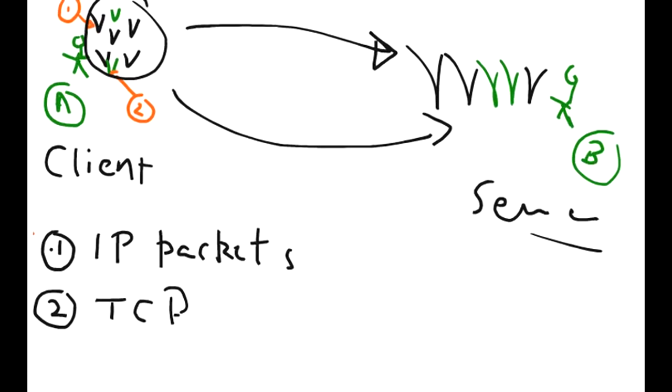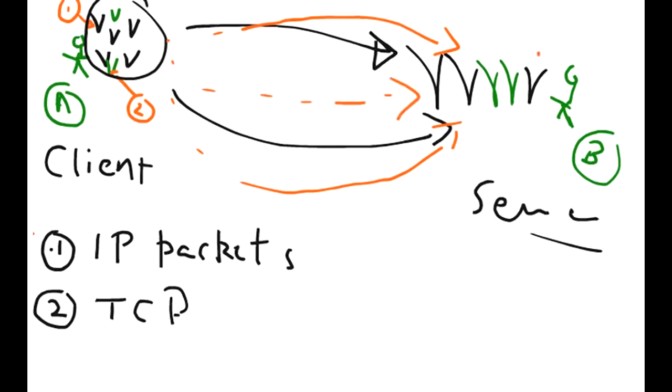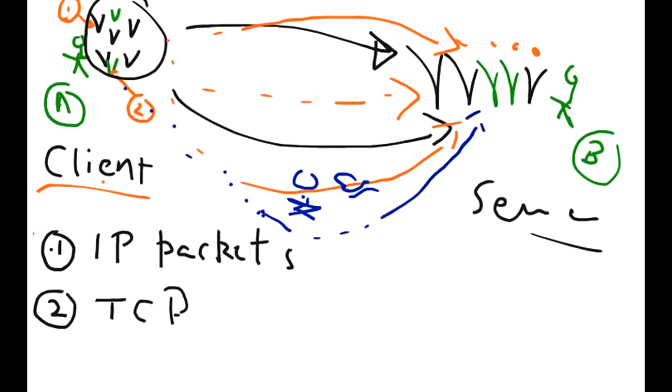And these pigeons can fly through different routes, but when they reach person B, they get ordered in the same way in which they were sent by the client. And let's suppose there is a cat in the path of this pigeon, then it can change its route and still reach person B and adjust itself to the order. So this is called transmission control protocol in the internet language.